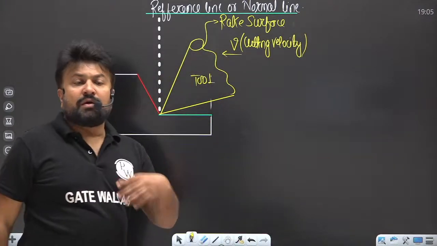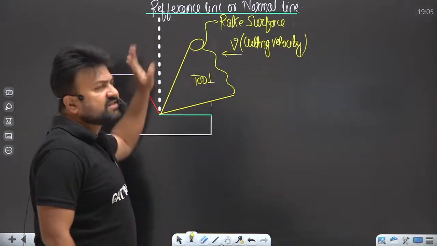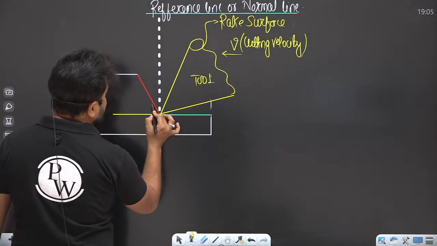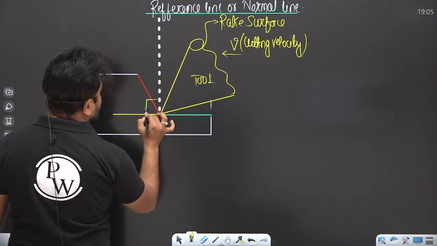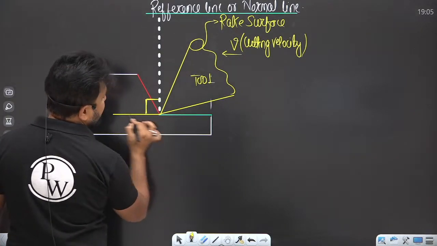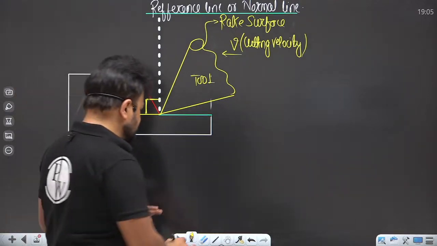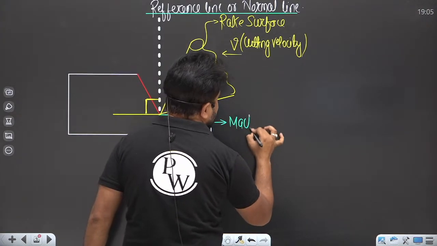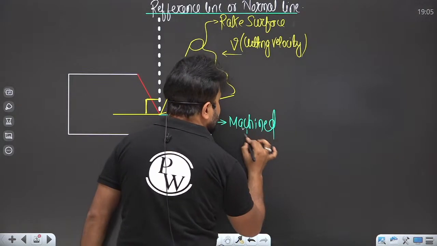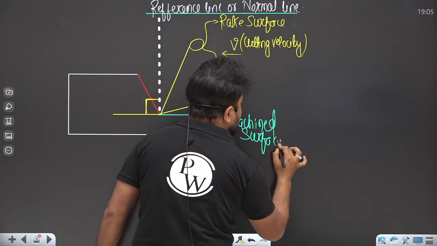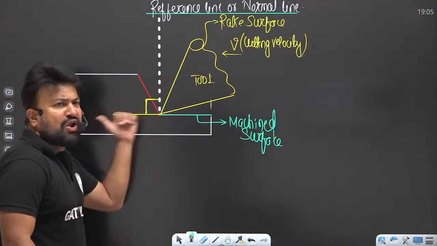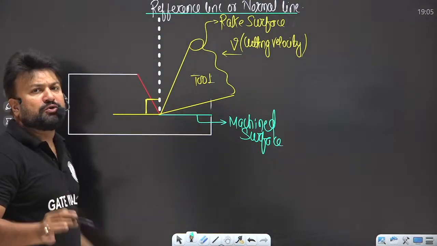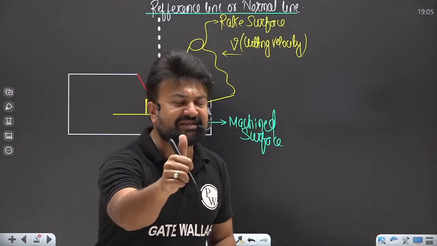Now, this reference line is basically perpendicular to the horizontal surface, that is along the machine surface. This is the machine surface, and if you draw a line perpendicular to the machine surface, that is the reference line. Are you getting this?